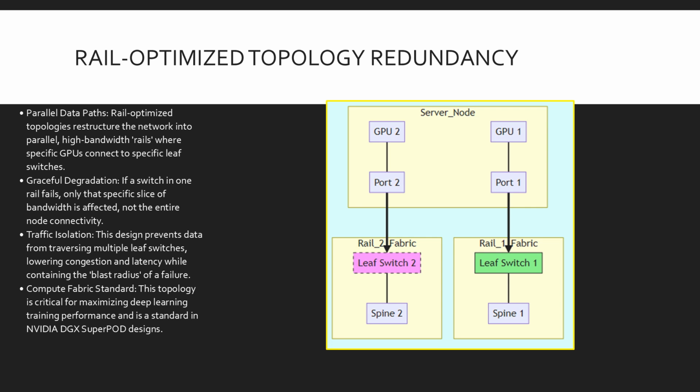Here we see a rail-optimized design. GPU 1 connects exclusively to leaf switch 1 in the green rail 1 fabric. GPU 2 connects to leaf switch 2 in the rail 2 fabric. If leaf switch 2 fails, indicated by the dashed box, GPU 2 loses connectivity, but GPU 1 and rail 1 remain perfectly operational. This independence allows the system to maintain partial throughput during failures.